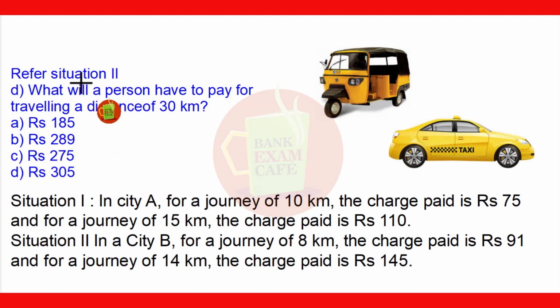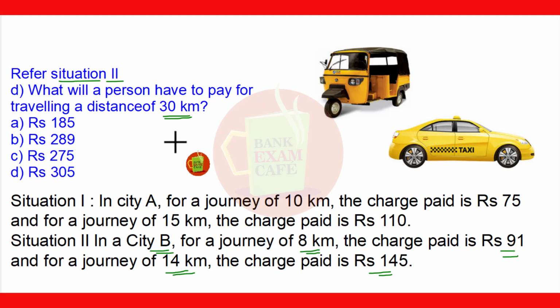Here for the next question you have to refer to situation number 2. In situation number 2, it is said that in city B, the charge for 8 kilometers is rupees 91 and the charge for 14 kilometers is 145, and you have to find the traveling charge for a distance of 30 kilometers. So first we will have to form the equations, and then you will have to find the fixed charge and the running charge.